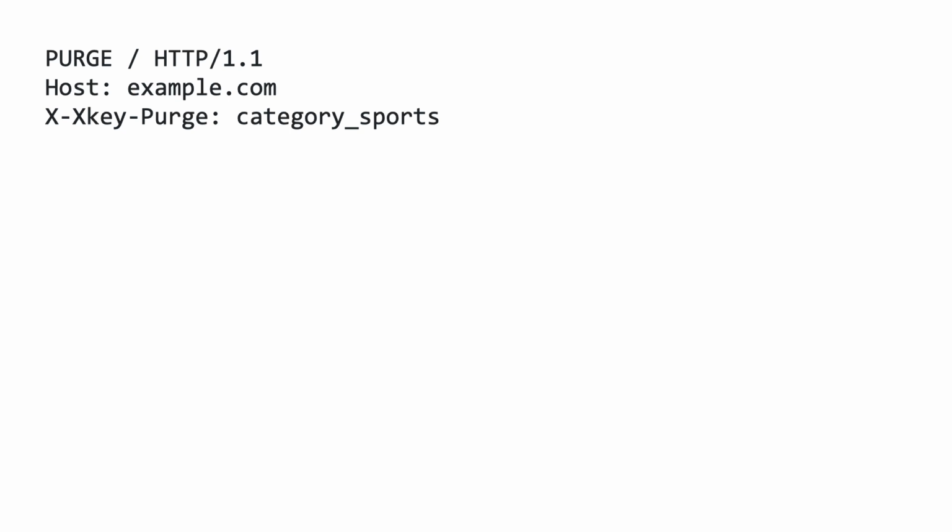Performing an xkey invalidation is very similar to what we've seen before. We use the purge request method. The URL doesn't really matter. And yes, while we have a host header, the magic is really in the header we're using. And you're free to choose which one that is. We've opted in the VCL for x-xkey-purge, which currently contains category_sports. This will match every object that has that tag and remove them at once.